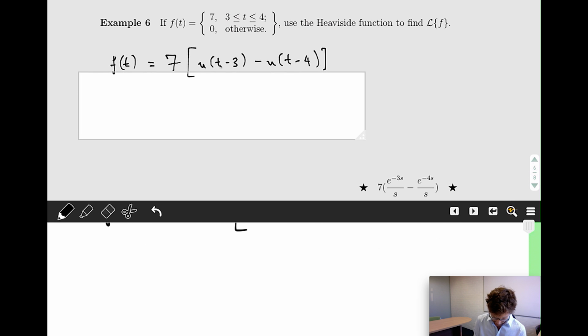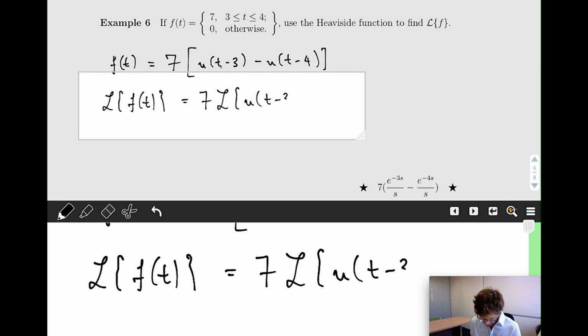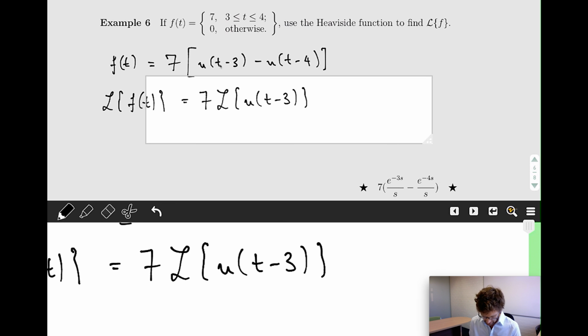So the Laplace transform of this thing, again taking advantage of the linearity of the Laplace transform, I can write this as 7 times the Laplace transform of the first Heaviside minus 7 times the Laplace transform of the second Heaviside.